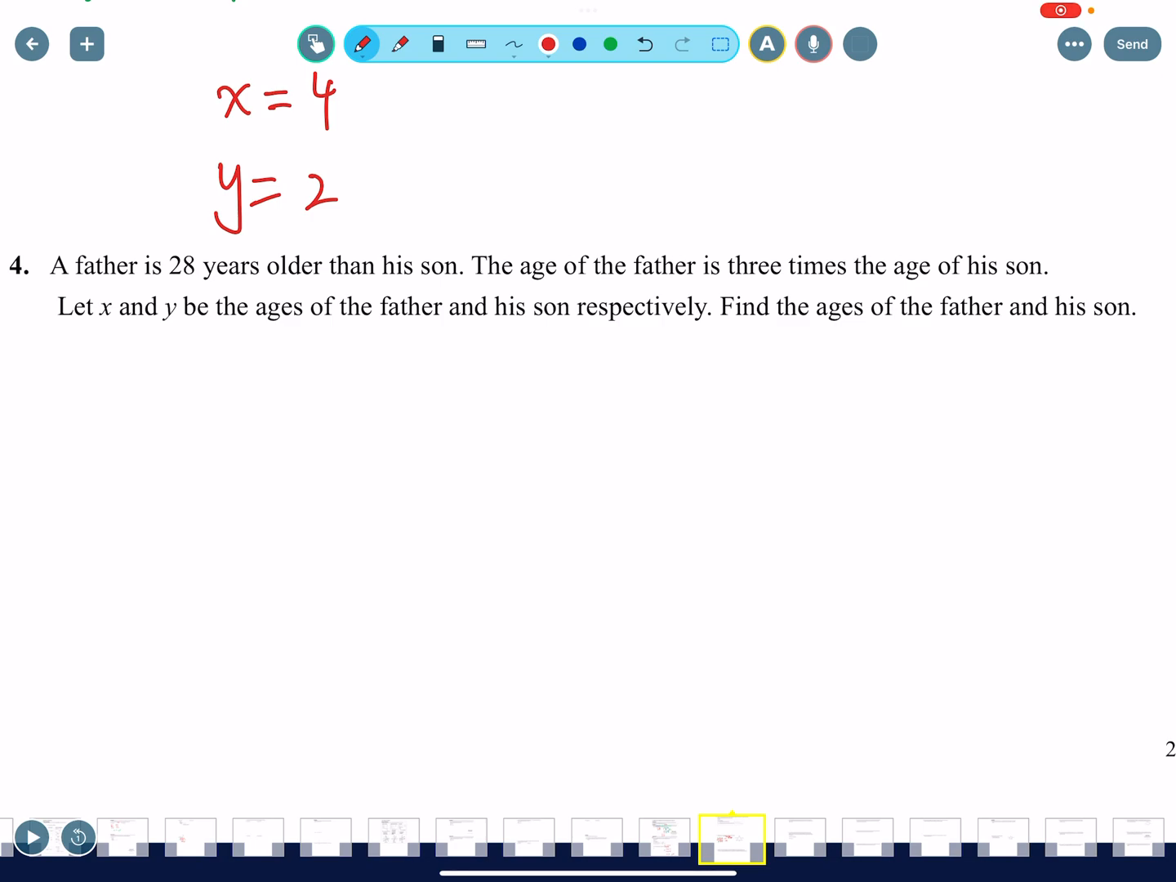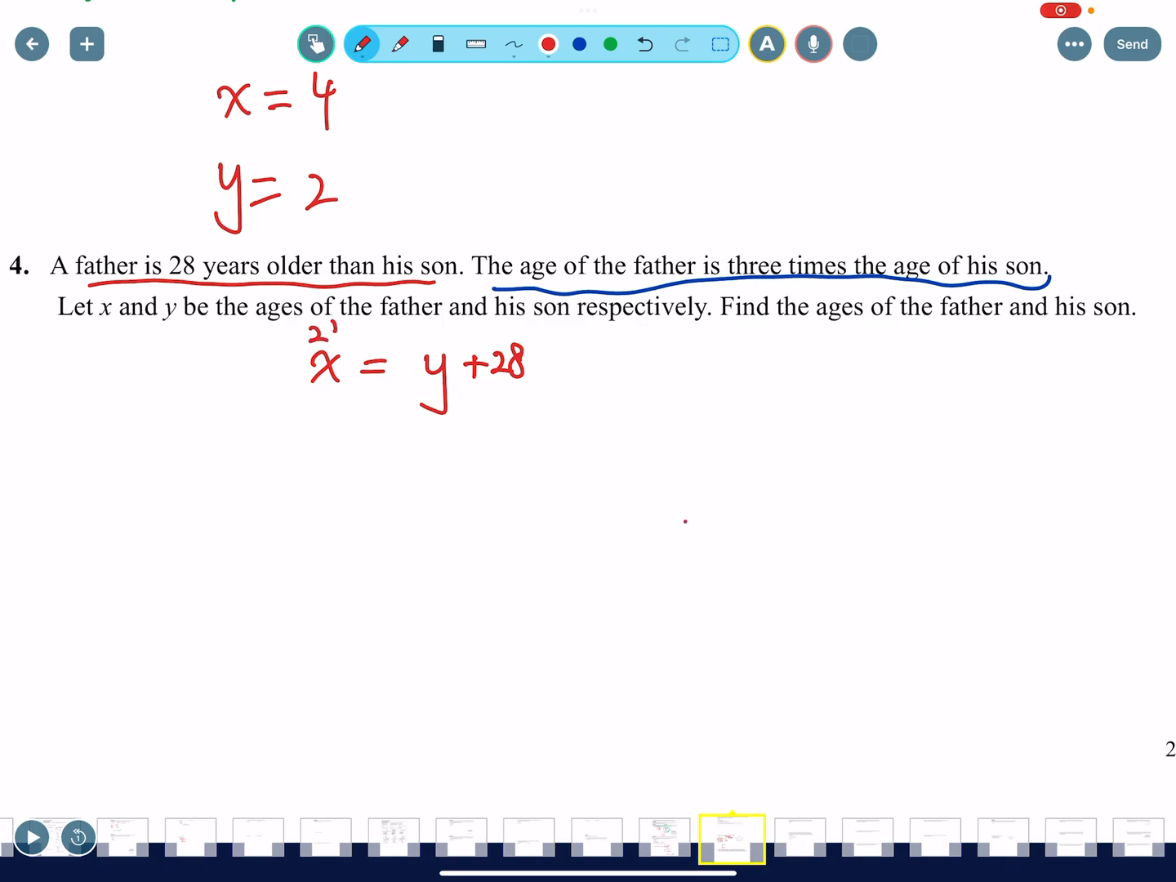Number 4: a father is 28 years older than his son. The age of the father is 3 times the age of his son. Two pieces of information are given: one here, and here is the other one. Find X and Y. X is the father's age. Father's older, right? So if X is the father and Y is the son, in order for them to be equal you gotta add 28 more years to the son.